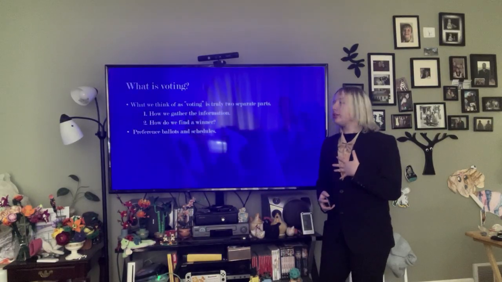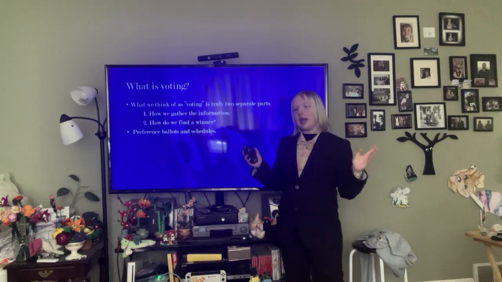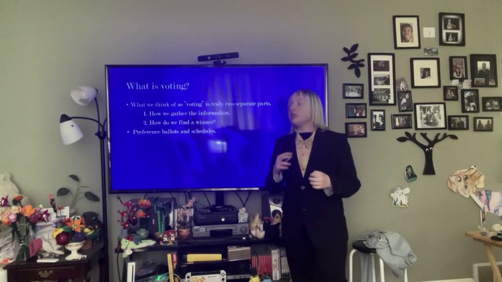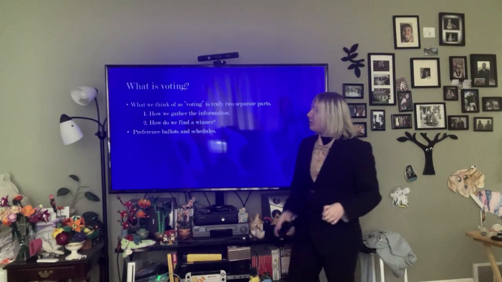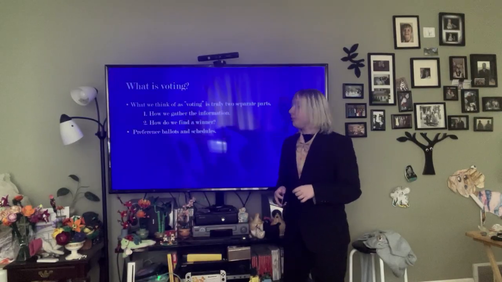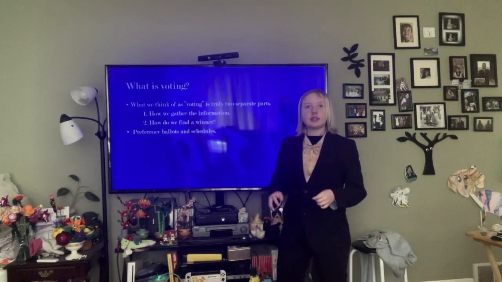What we think of as voting is really two separate parts: how we gather information and how we find a winner. To gather information, we will be using preference ballots. And to show the information we gather from preference ballots, we will be using preference schedules. This is a preference schedule.